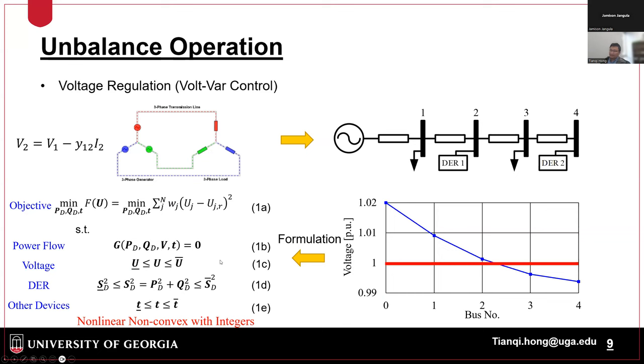However, for the balanced voltage regulation problem, the biggest assumption is that the system is three-phase balanced. As a result, we just assume that the DER or active devices or power electronic interface also output a three-phase balanced power or current. However, the truth is not so in this case.